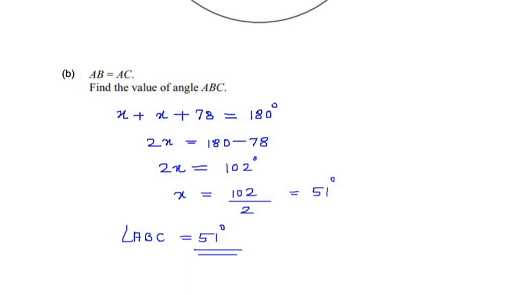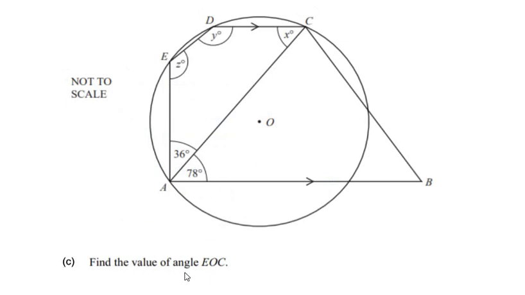Now let us look at the last part of this question, which is part C. Find the value of angle EOC. So let us draw an angle over here from the point E to the point O and to the point C. Now here they have not mentioned whether we have to find the reflex central angle, which is this angle EOC, which is greater than 180 degrees but lesser than 360, or we have to find this acute angle EOC. So let us try to find out both. But first let us try to find out the reflex central angle.